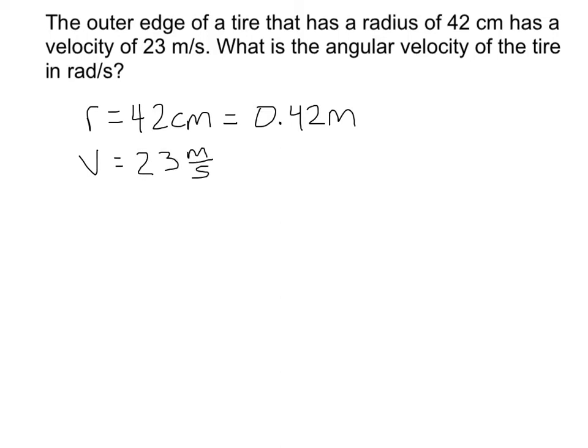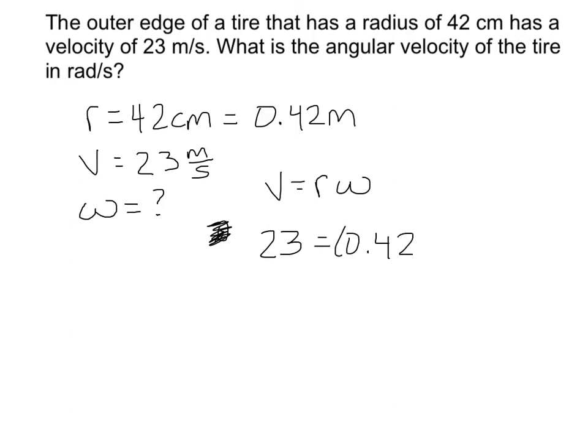You are asked to find the angular velocity, which is omega, it's the curvy W, and our formula is V equals R omega. We can plug our numbers in. Don't forget, you've changed the radius to 0.42 meters. On the left for velocity, we're going to plug in 23. That's equal to 0.42 times omega. When we divide, you get an angular velocity of 54.76. The meters on both sides have canceled out, but we're left with radians on top and seconds on the bottom.